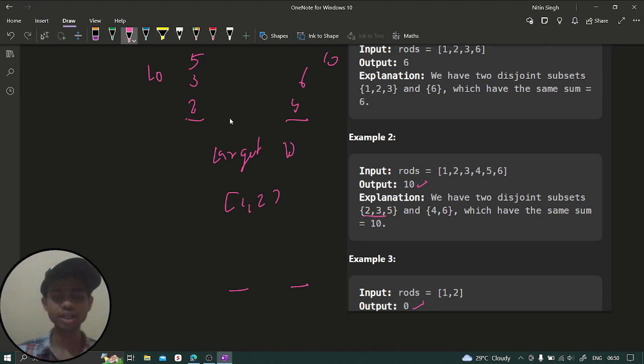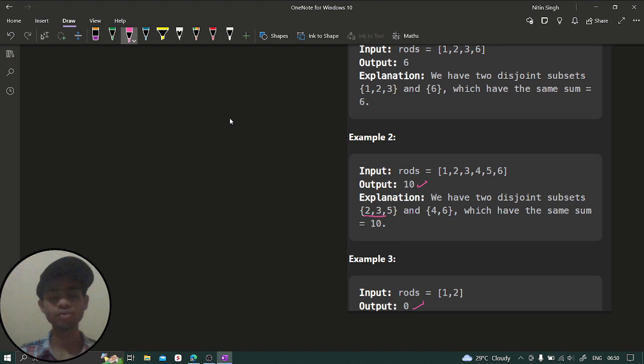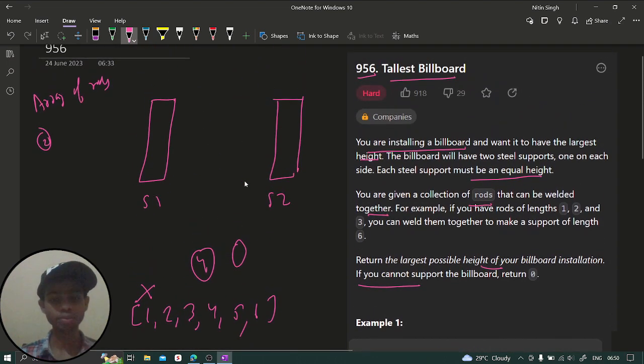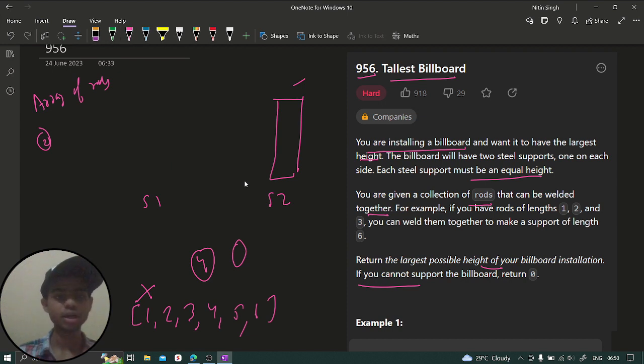So that was the simple logic, guys. Not logic, I would say problem statement. I hope you understood the problem statement here, right? What we have to do actually, what the problem wants, right? So it wants the largest, maximum, or highest length of your billboard installation, which will be nothing but the length of any of the supports, right? These two supports should be equal, so we can take the length of any support, right? And let's move to the logic part, and see how we can solve this problem, right?